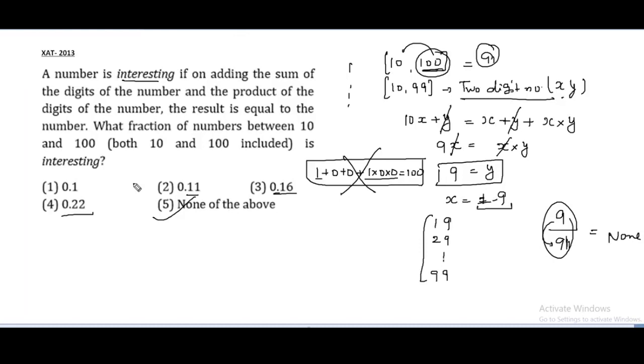It is less than 1 by 10, and no option is less than 1 by 10. So the answer is none of these. Straight away. Easy question. Come to the next one.